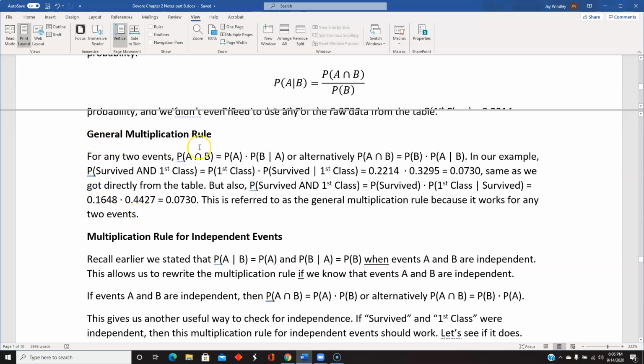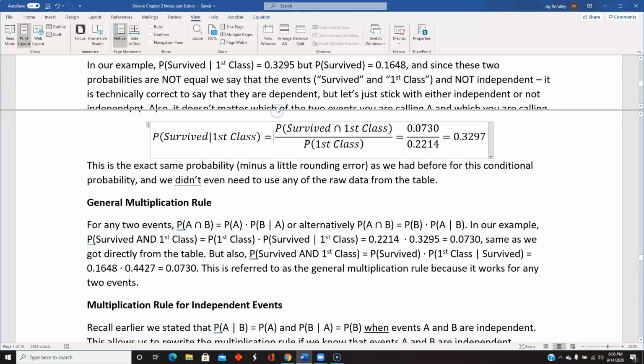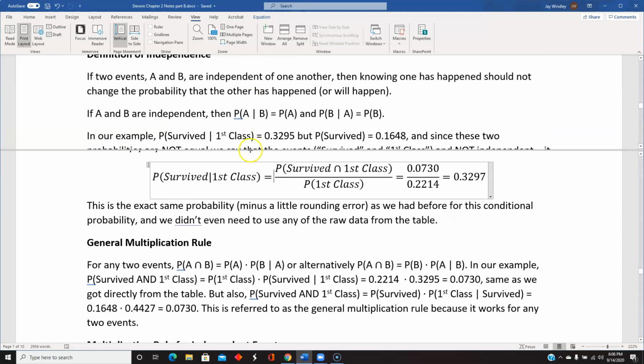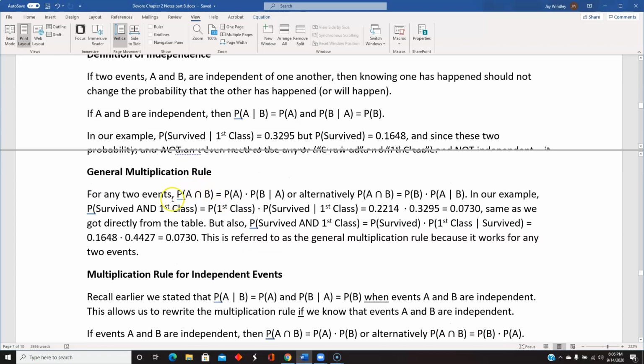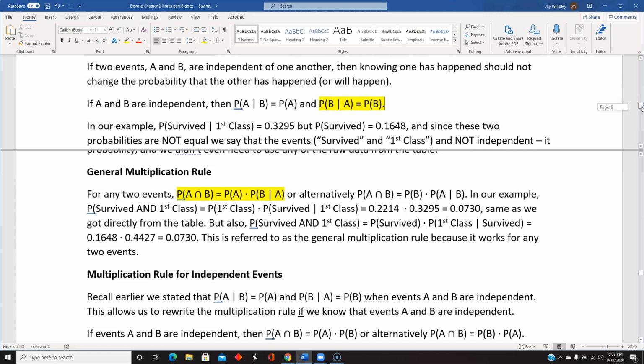Okay, so that's the general multiplication rule, but now we're going to have a marriage of that general multiplication rule and something we talked about earlier, which is independence. So let me move this down just a little bit so you can see both of them at the same time. So here is the general multiplication rule. I'm going to highlight that really quickly in yellow, maybe. And here is a piece of the definition of independence.